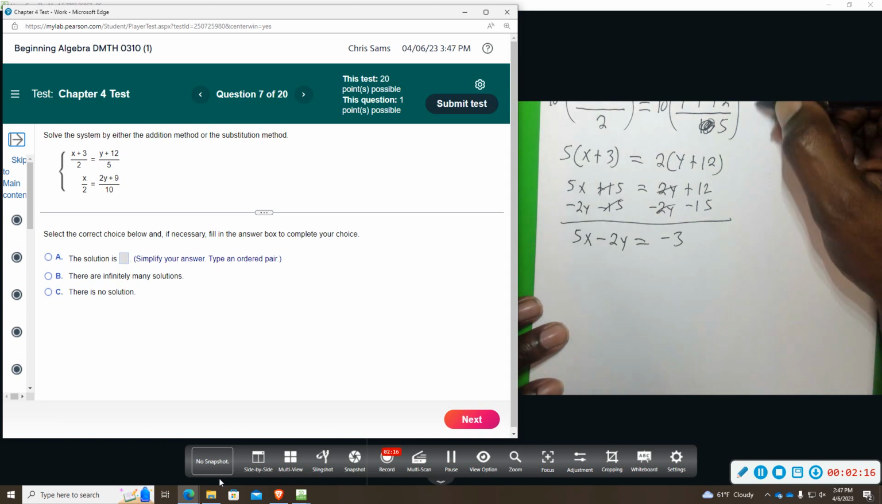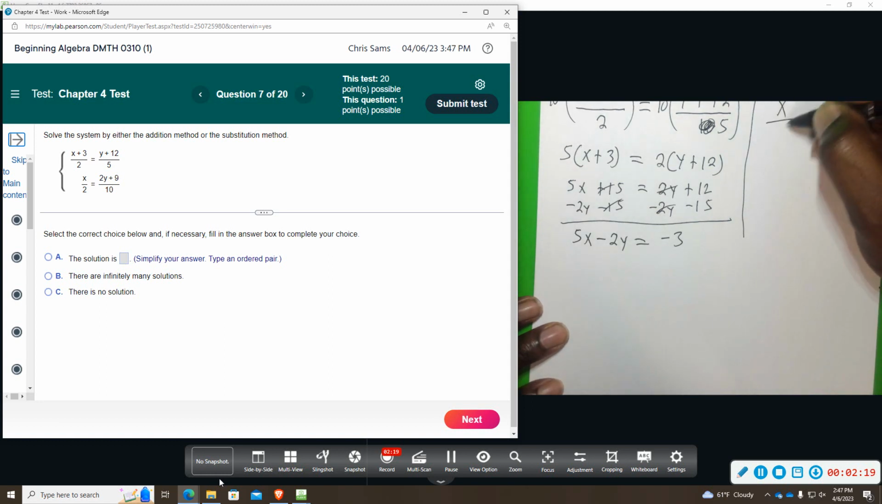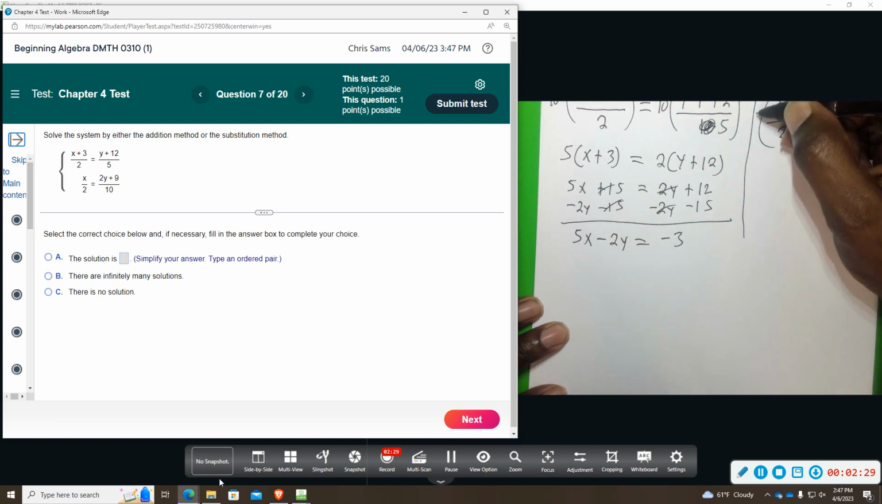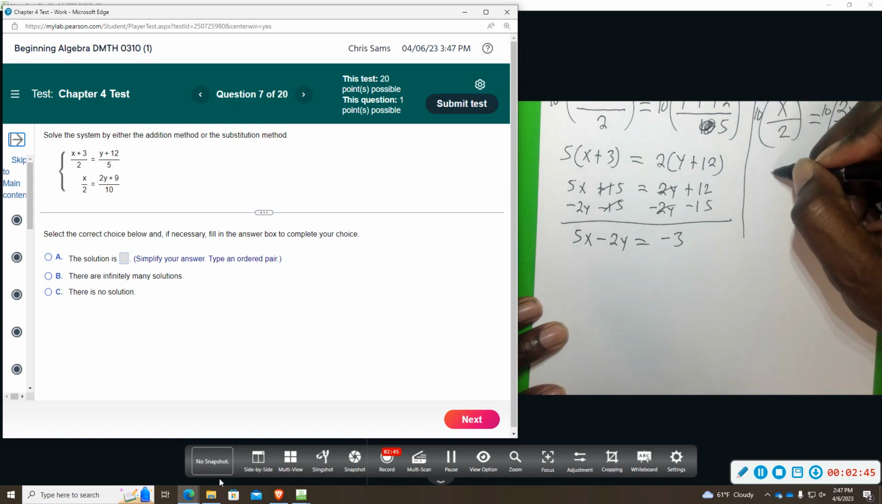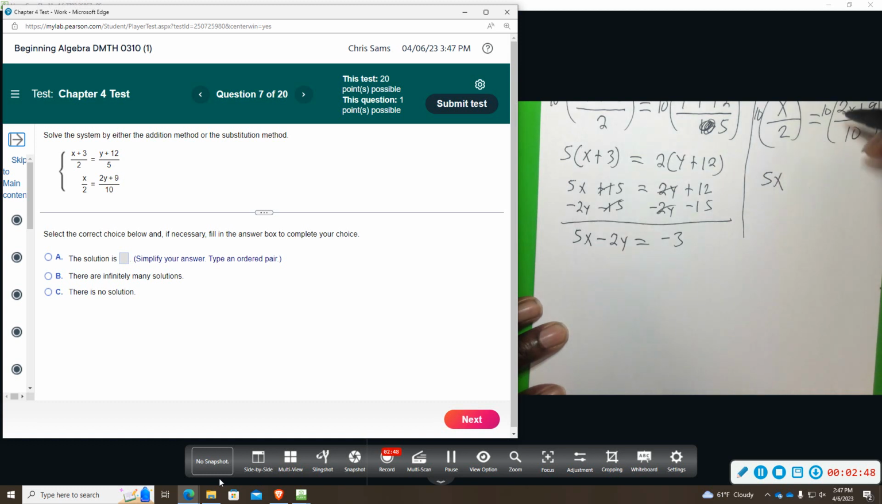The bottom two equations, x divided by 2, 2y plus 9 over 10. This one I'm also going to multiply both sides by 10. 10 is the common denominator between 2 and 5. Between 2 and 10. I can multiply that by 5, that by 1. So divide by 2. 10 divided by 2 is 5, and the remaining 5 I multiply by the x. Over here, the 10 cancels, and that leaves me with 2y plus 9.